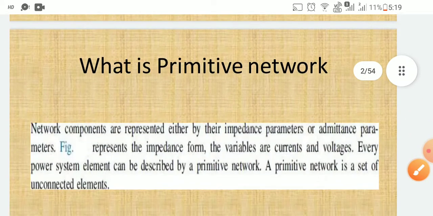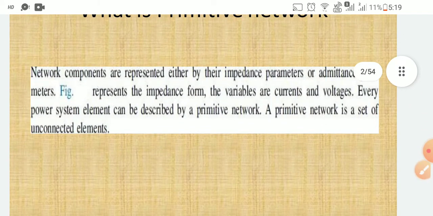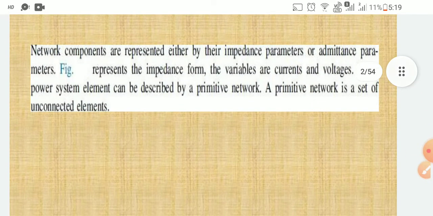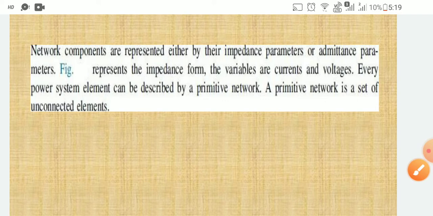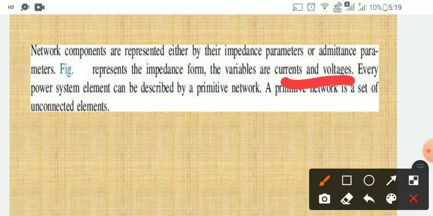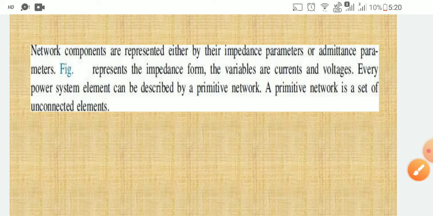So coming to what is a primitive network. Network components are represented either by their impedance parameters or by admittance parameters. Here the given figure represents the impedance form. The variables are current and voltage. Every power system element can be described by a primitive network. A primitive network is a set of unconnected elements.